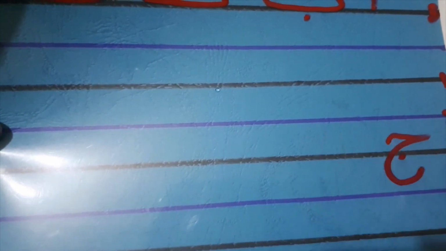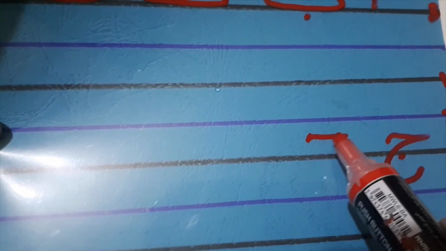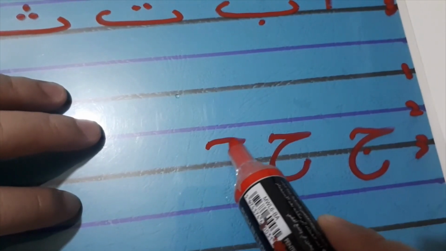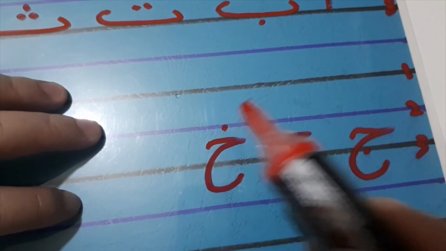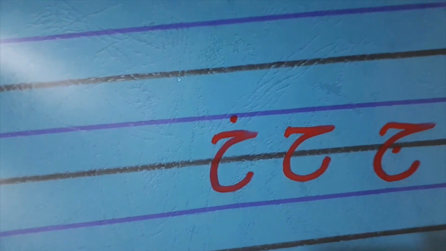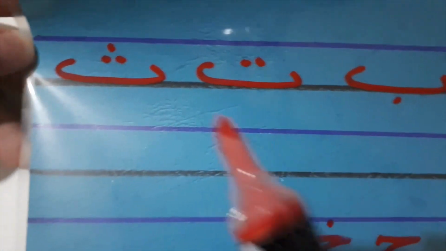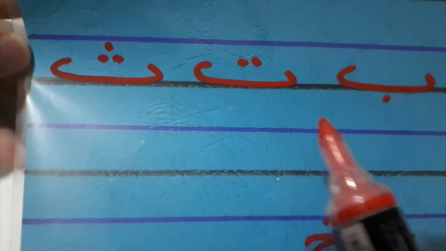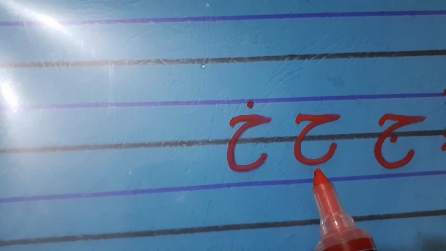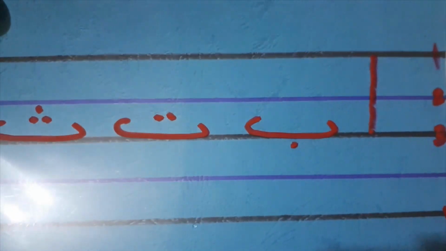Then the ha and the kha. Ha, they have the same shape, ha without any dot, and the kha is the same shape and the dot on top. So if you are going to look at the different shapes, the jim and the ha and the kha, they have the same shape, but I have to write their names.